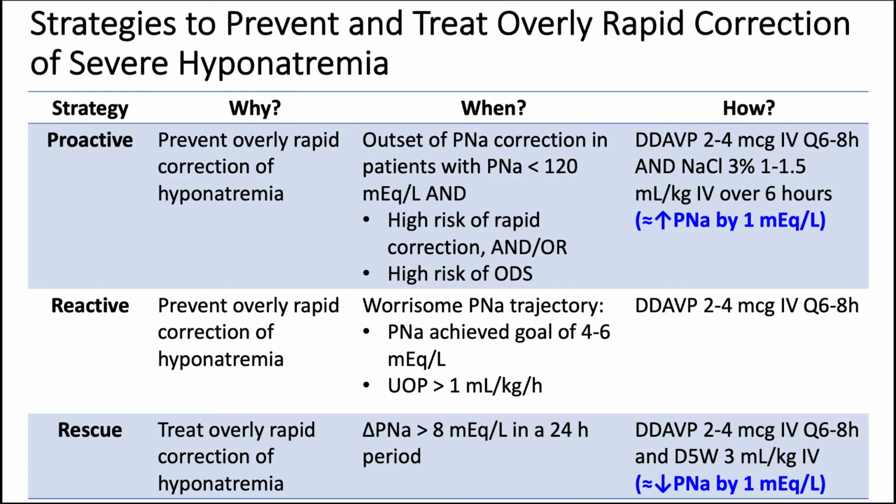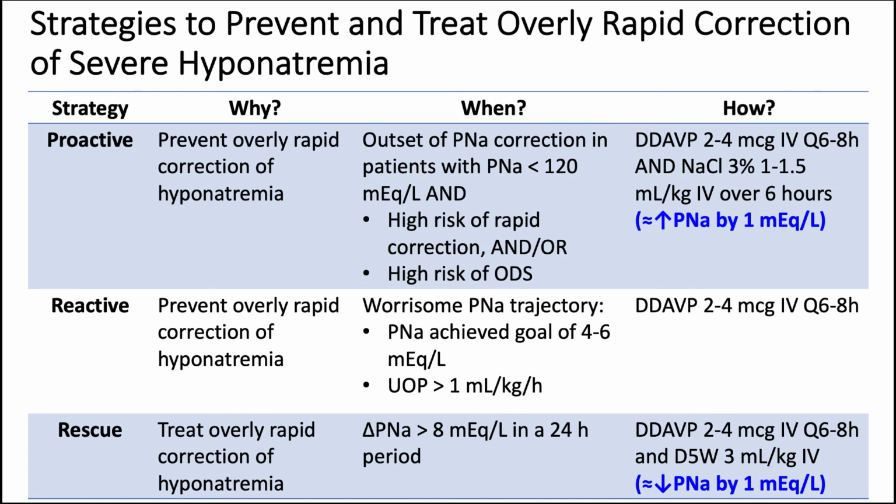So what are the 3 strategies to prevent and treat overly rapid correction? Well, the first one is the proactive approach that prevents overly rapid correction of hyponatremia. When do you use it? At the outset of sodium correction in patients with severe hyponatremia, less than 120, and if they have high risk of rapid correction, the risk factors that I mentioned, and/or high risk of osmotic demyelination.